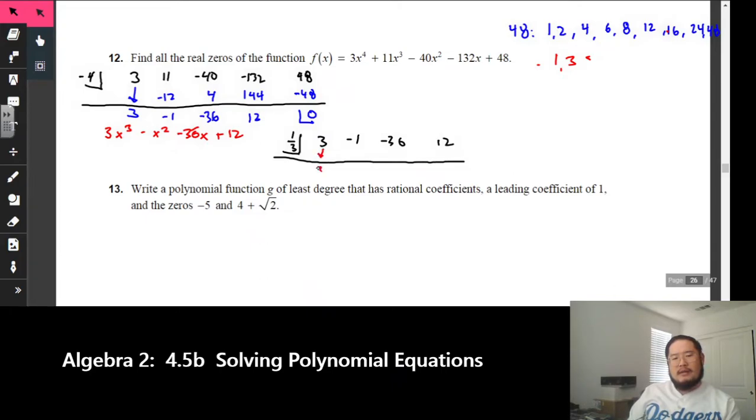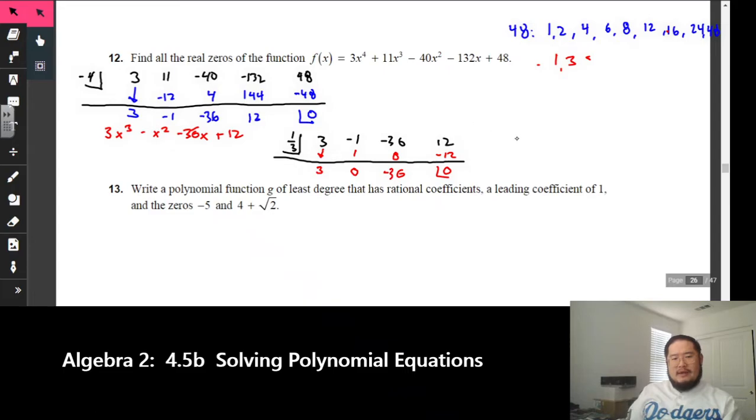So let's drop down the 3. 3 times 1/3 is going to be 1. Negative 1 plus 1, 0. 0 times 1/3, 0. Negative 36 plus 0, negative 36. And negative 36 times 1/3 is negative 12. So when we add this up, wow, we got no remainder. So that means 1/3 is another solution.